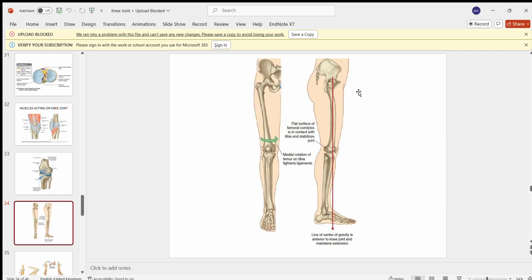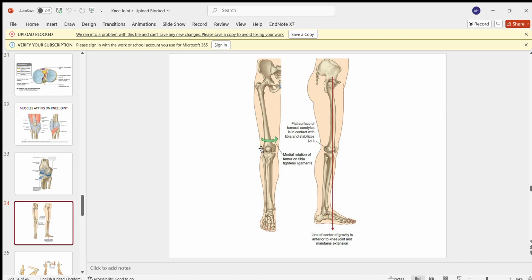Now, what is the locking and unlocking of the knee joint? When the foot is on the ground, there is slight medial rotation of the femur on the tibia, and this is caused by the vastus medialis. It leads to locking of the knee joint. Now, if we want to flex the leg, for that we need to unlock the knee joint. The unlocking is done by reverse movement. That is, the femur rotates laterally by popliteus, and hence flexion can take place.